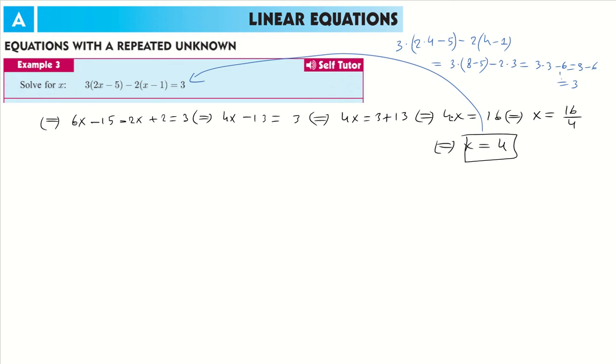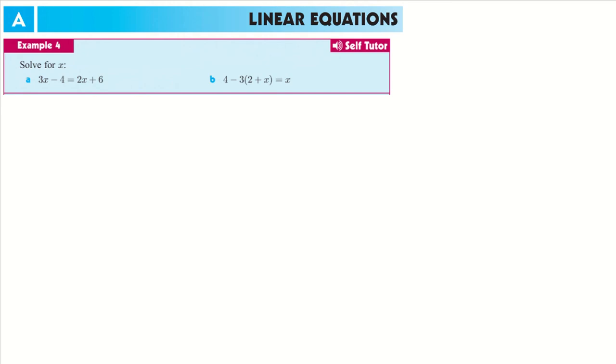Okay. Next example. So again, x appears twice, but in this case, it appears on the left-hand side and on the right-hand side. So I have 3x minus 4 is equal to 2x plus 6. What we have to do is group the terms with x on one side and all the other terms on the other side. So I have a 3x here, so I would like to move the 2x to the left-hand side. I have a negative 4 here. I would like to move that one to the right-hand side.